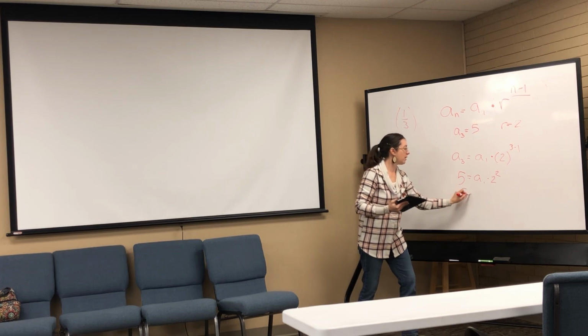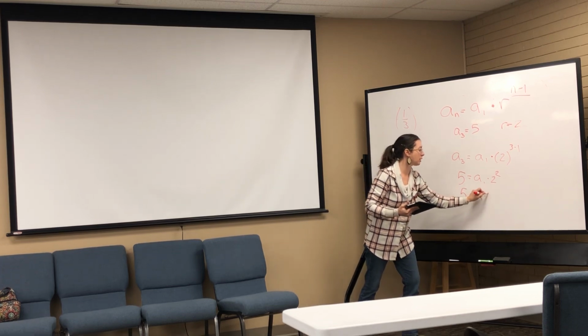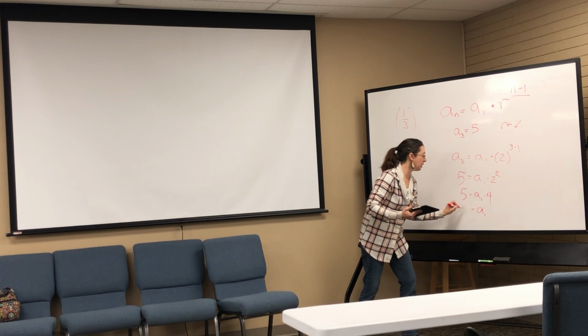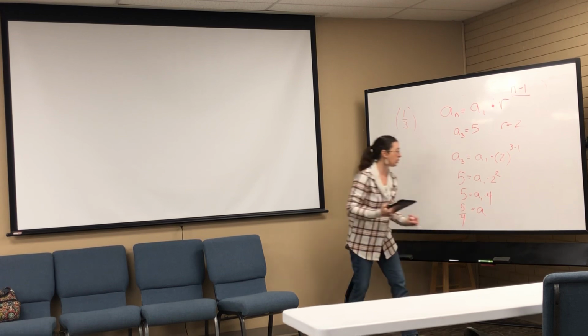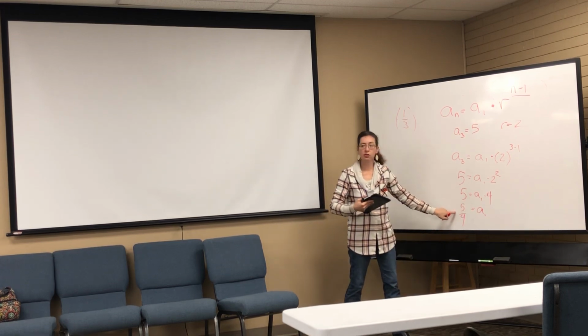What do we have? 5 is equal to a sub 1 times 4. A sub 1 equals 5 over 4. Where does this now go?